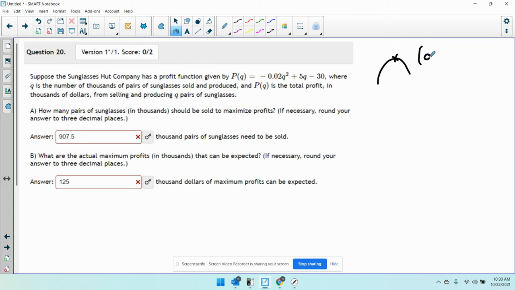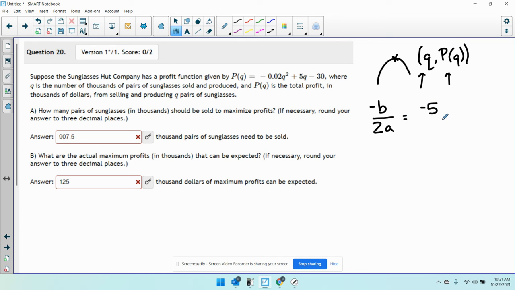This is going to be a coordinate Q comma P of Q, where Q is the number of sunglasses and P is going to be the profit. So this is just asking for the coordinates of the vertex. How many sunglasses will maximize it? And then what will that profit be? So the first thing I'm going to do, just like I did in the last problem, is negative b over 2a.